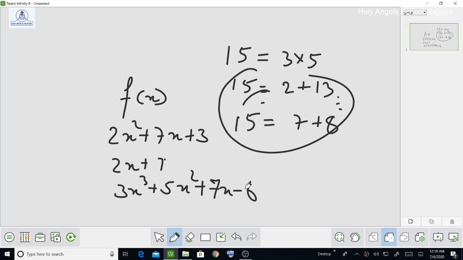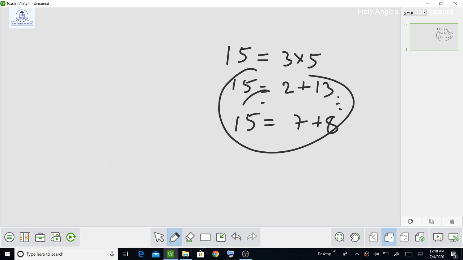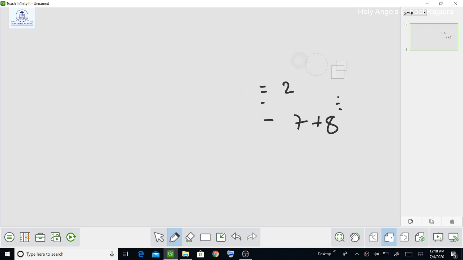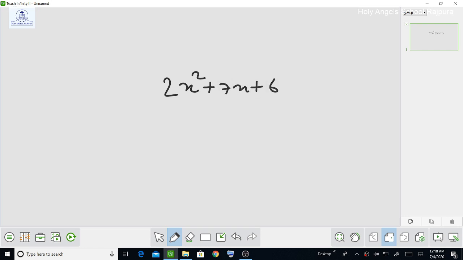Now, here we see a polynomial can be divided by another polynomial with a smaller power, like an example which I will show you. 2x square plus 7x plus 6 is equal to (x plus 2) into (2x plus 3).